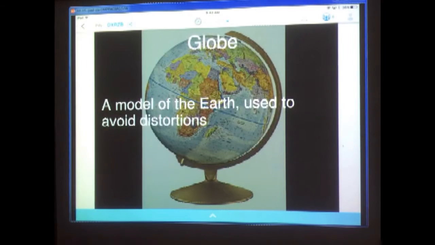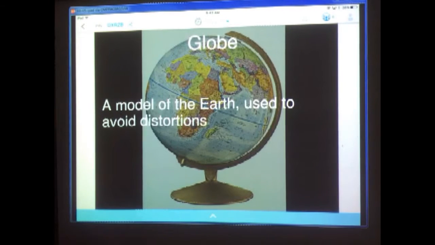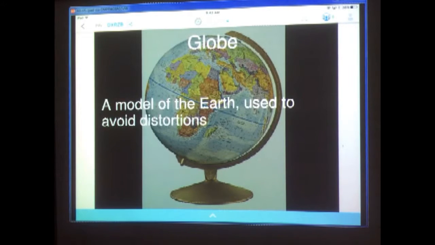All right, a globe. We know that is a model of the Earth, and it is used to avoid distortion. So we have a round surface representing a round surface. And so a globe is going to be more accurate in terms of location and size than a flat map would be.